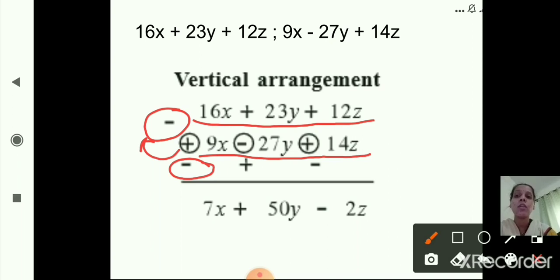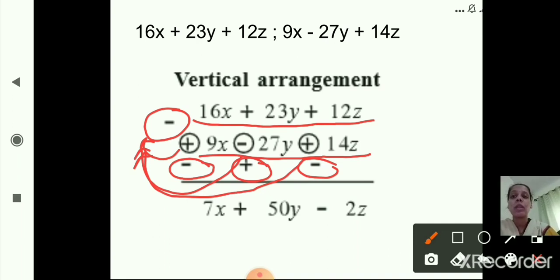Now see the second term, that is minus 27y. The sign for 27y is minus. Now this minus and this minus becomes minus minus plus, so we have written a plus sign here. Now see the third term, that is plus 14z. What is the sign for 14z? That is plus. So this plus and this minus, plus minus is minus, so we have written minus here. Okay, hope you are clear with this. So first we will write these sign changes down here and then we can do the operation.